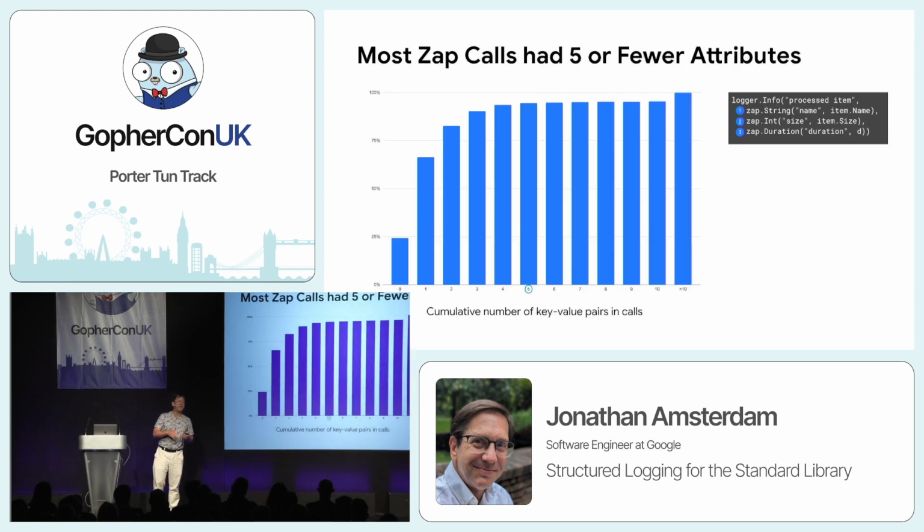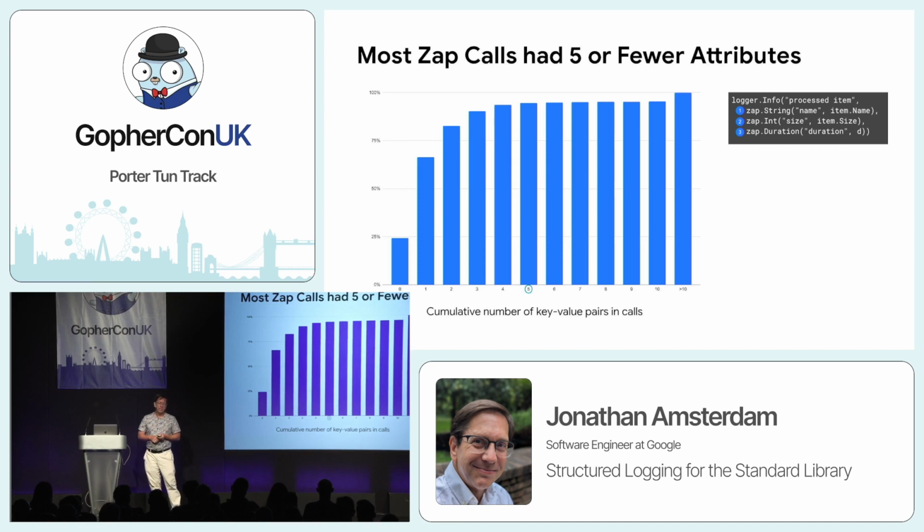This is a cumulative histogram of how many attributes are passed to log messages. At the top right, you see a typical Zap log call. Looks a lot like a slog call, actually. And that passes 3 attributes, what they call fields in Zap, a string, an int, and a duration. So we counted those, the number of attributes passed to typical log calls. And you can see here, it's a little hard to read the numbers at the bottom, but basically when you get to about 5 attributes, the rest is sort of a long tail. About 95% of calls use 5 or fewer attributes.